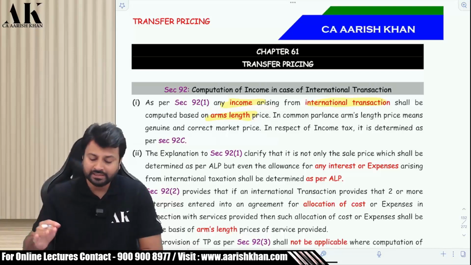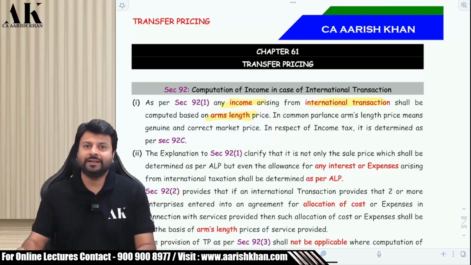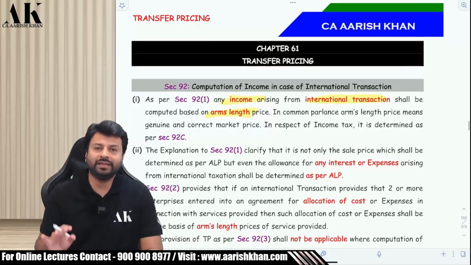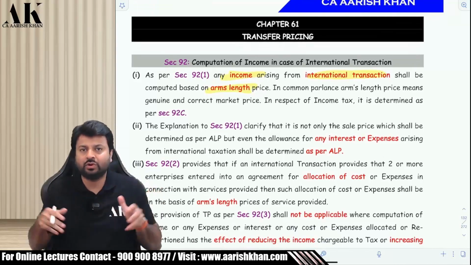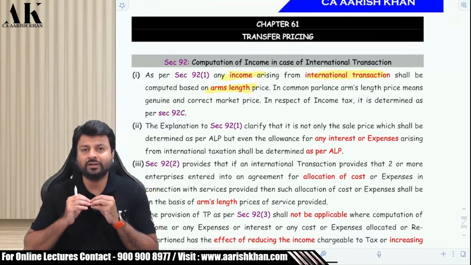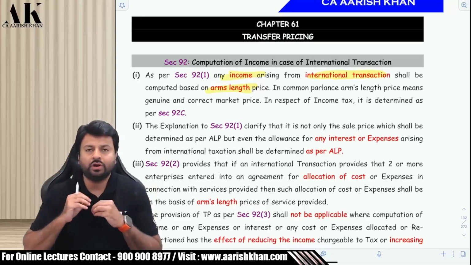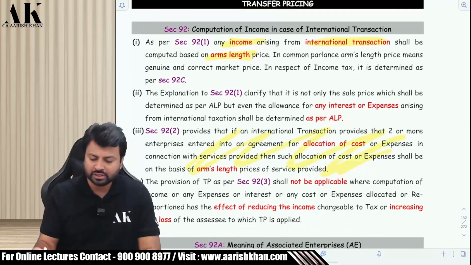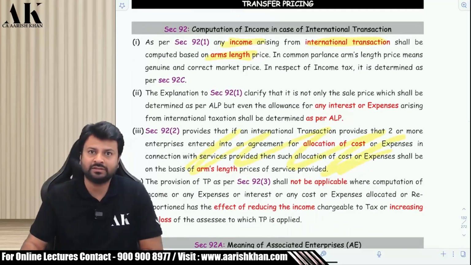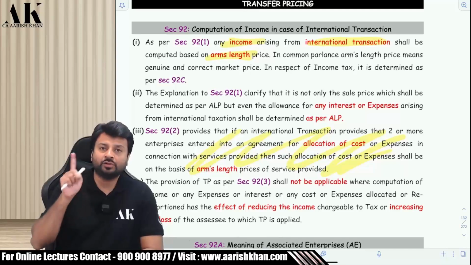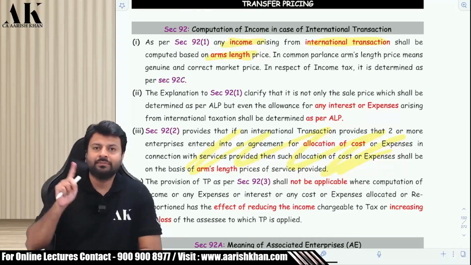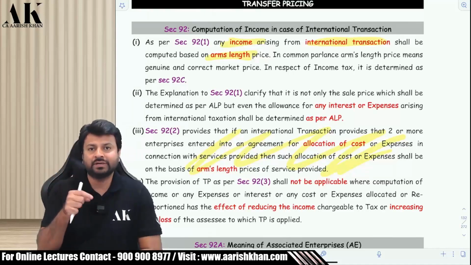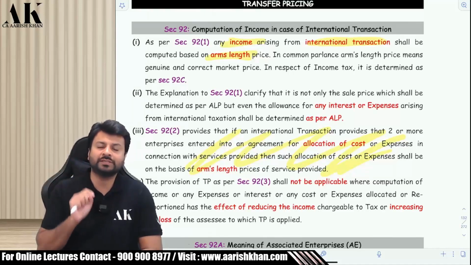Don't worry. Now, apart from income, expense and cost, transfer pricing is also applicable if there is some transaction between two or more associate enterprises and they are trying to allocate some cost between themselves or apportion some cost between themselves. Then allocation of cost and apportionment of cost should also be done as per the arm's length price. Plus, transfer pricing is not only applicable on international transactions, but also on certain domestic transactions. Not all domestic transactions, but certain domestic transactions.